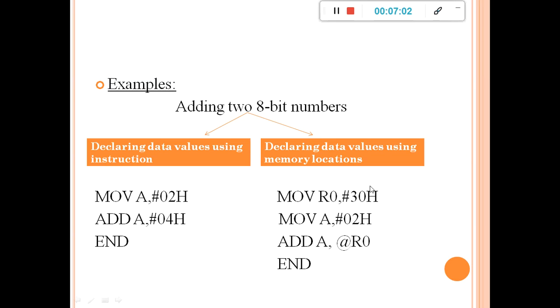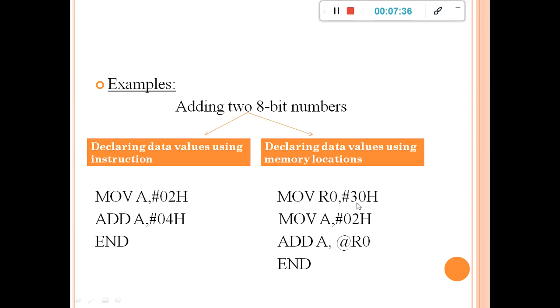When you see this instruction, it looks like a normal instruction, where you are moving immediate data to R0. This acts as a normal register. But when you write @ in front, it acts as a pointer. So in the first instruction, MOV R0, #30, R0 is just a normal register holding the data 30. When you write @ in front of that register, it is not a normal register, it acts as a pointer.